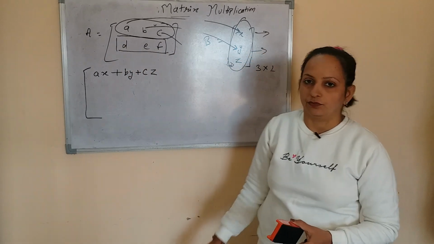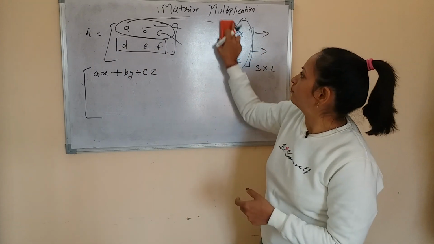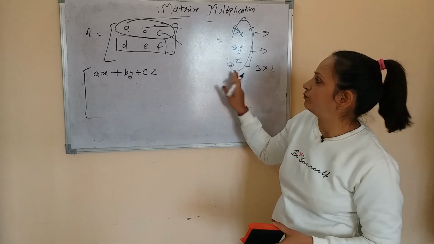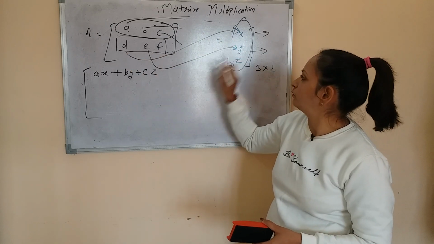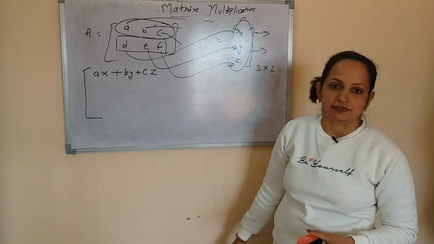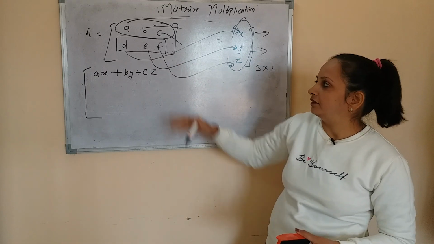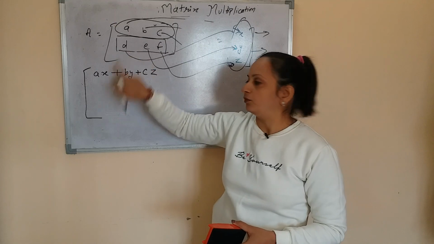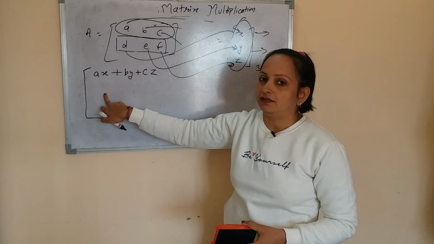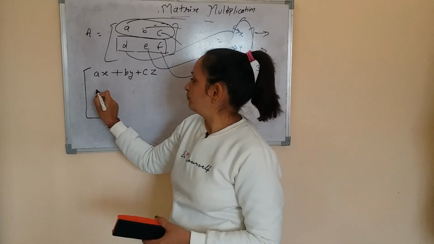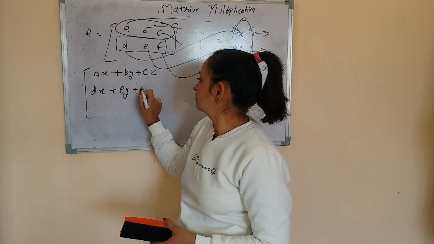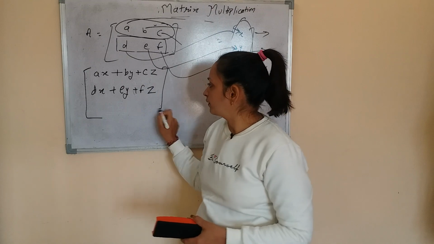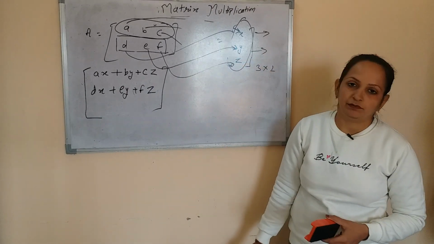This is my second row, and again I am going to multiply the second row to the same column, like d to x, e to y, f to z. Because I am multiplying the second row, I have to write the result in the second row here. So here I am writing dx plus ey plus fz. So this will be my answer.